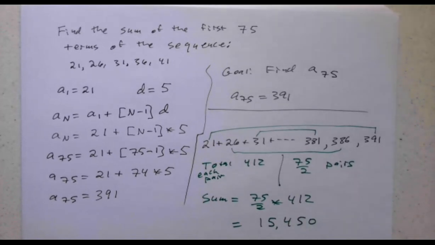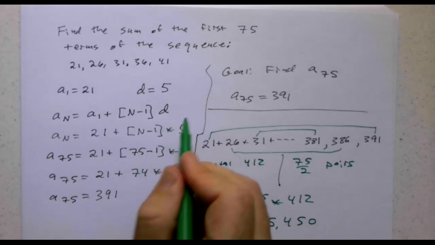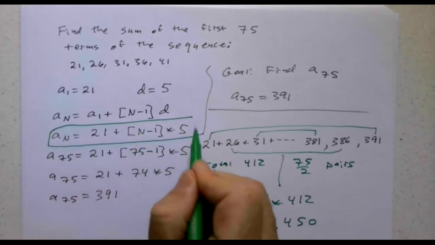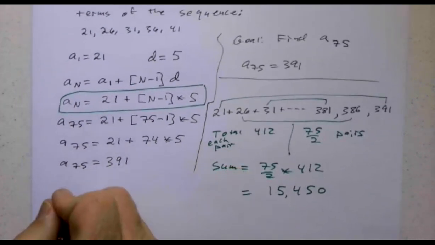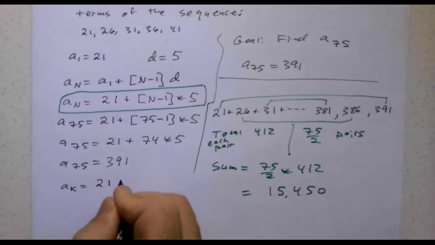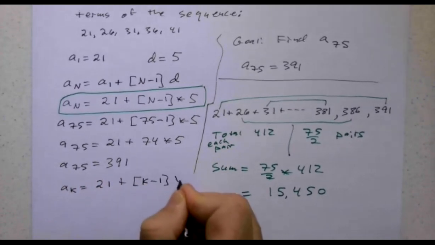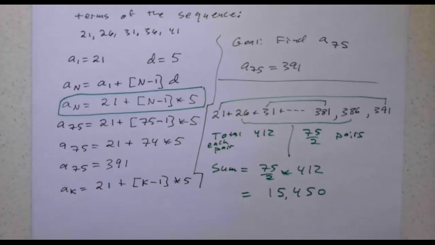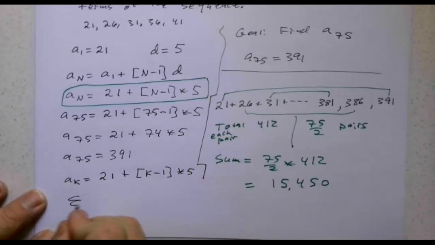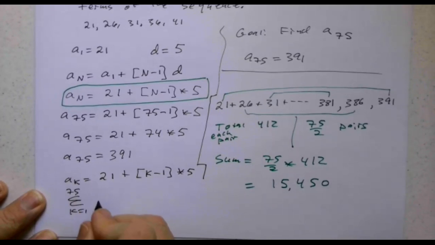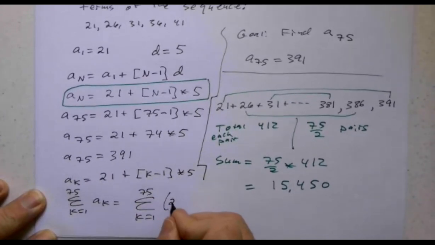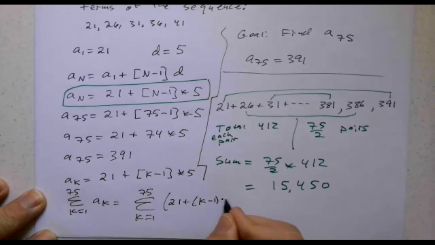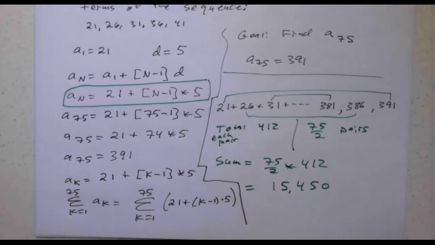Now I'd like to check this, and you'll notice that I have this equation up here for the nth term. So I can plug that in, but I need 75. So what I'm going to do is rewrite it in terms of k. That's my preferred variable. So a sub k is 21 plus k minus 1 times 5. And I want the sum of the first 75 a sub k's. So I want the sum as k goes from 1 to 75 of a sub k, which will be the sum as k goes from 1 to 75 of 21 plus k minus 1 times 5. So we will feed that into the graphing calculator and hope that we get 15,450.